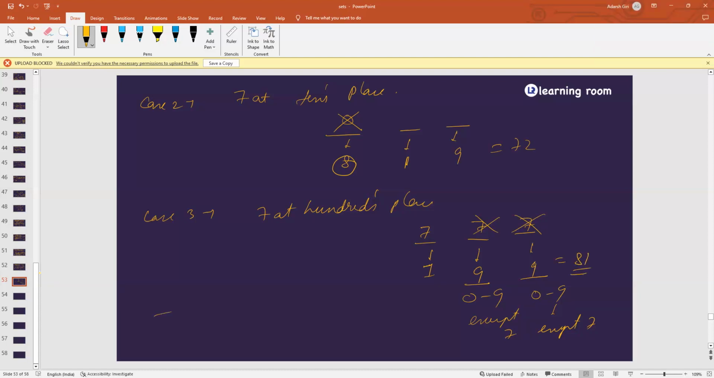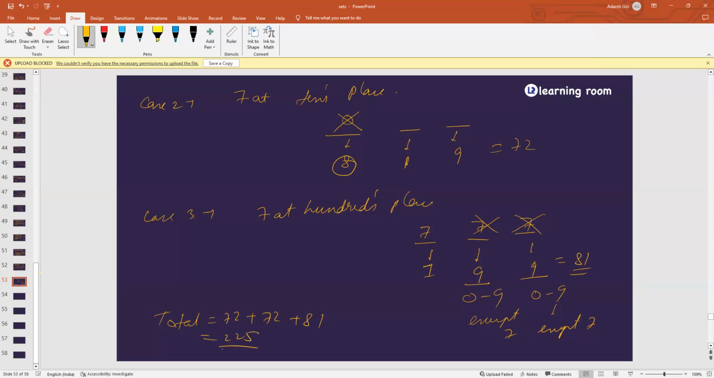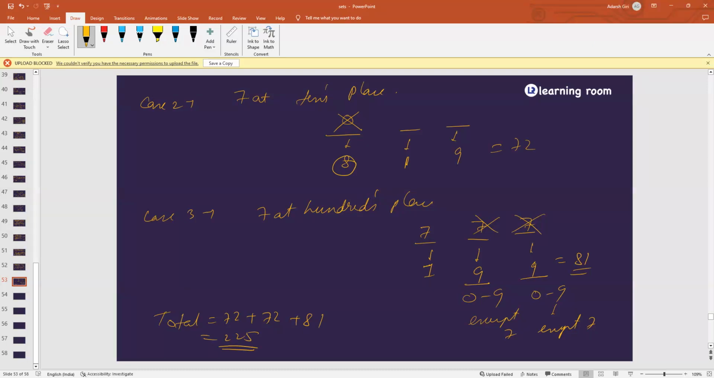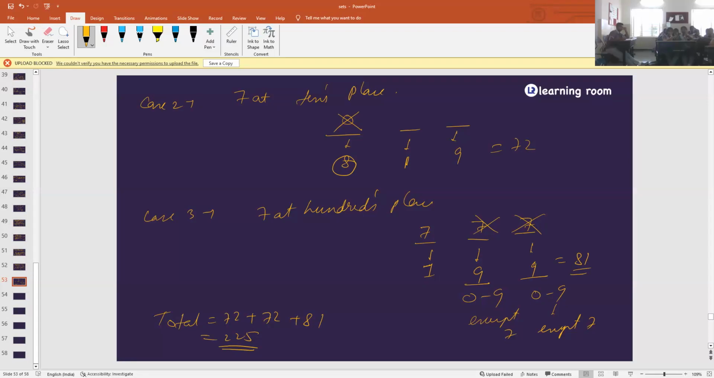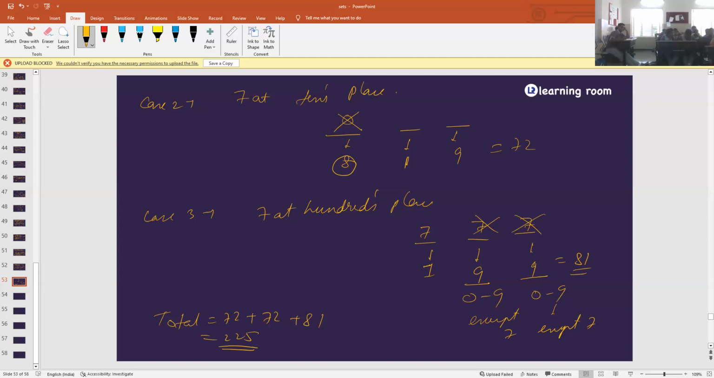81 outcomes. Total 72 plus 72 plus 81. It is 225 outcomes. Did you understand it? Put your thumbs up if you understood it. Very good. Did you like the questions?